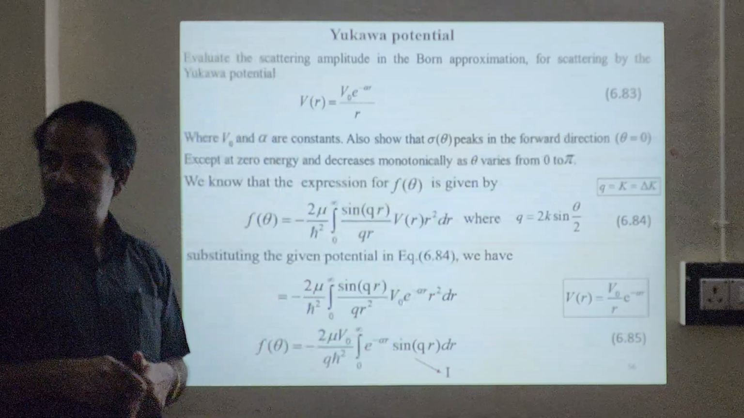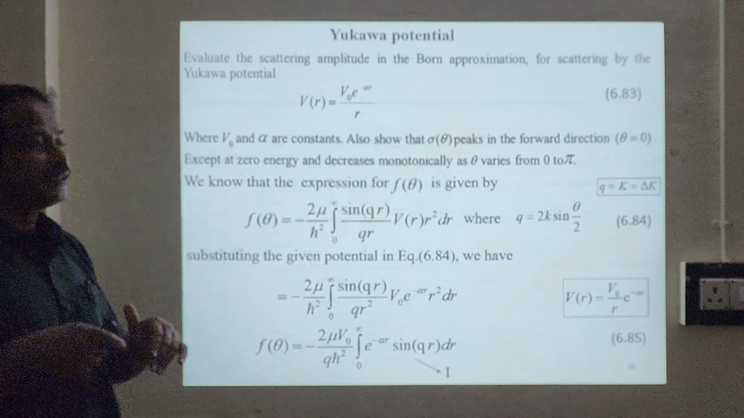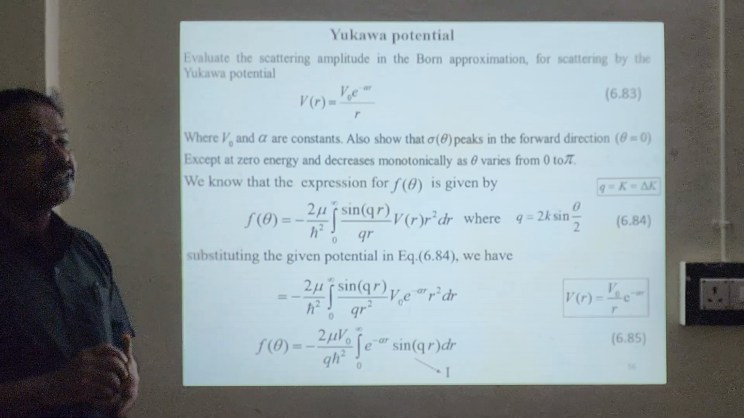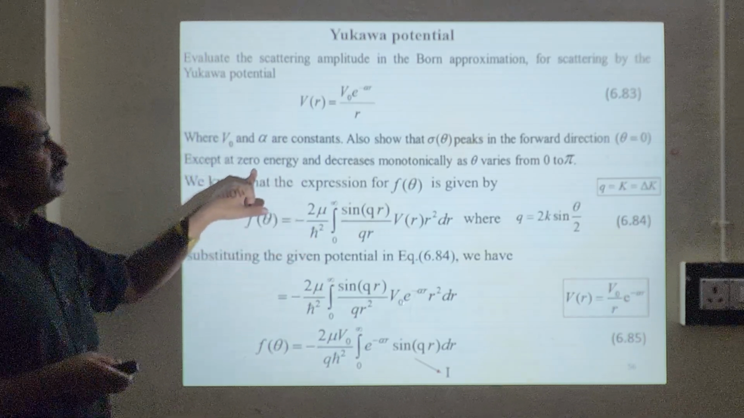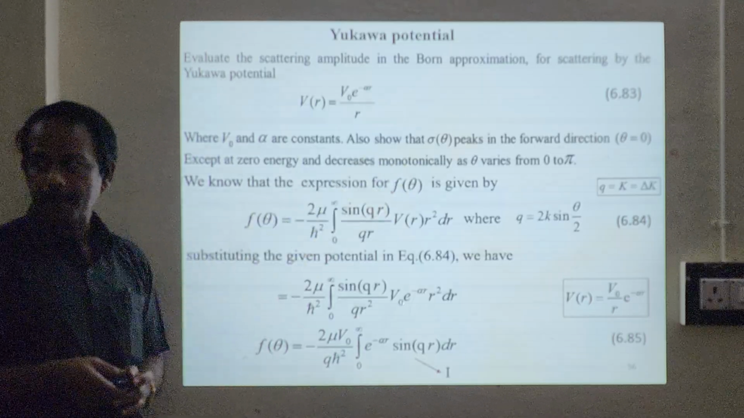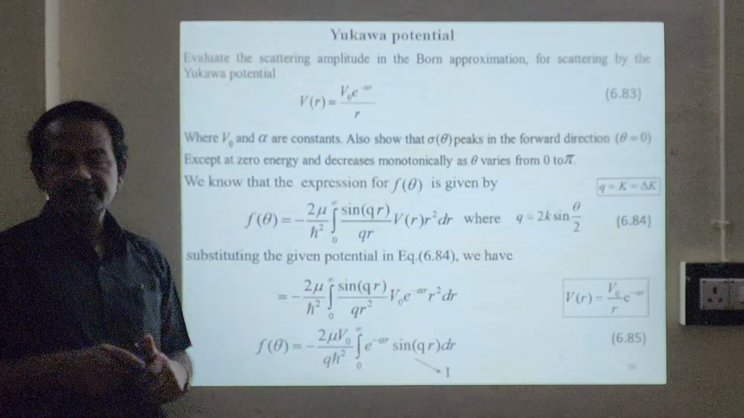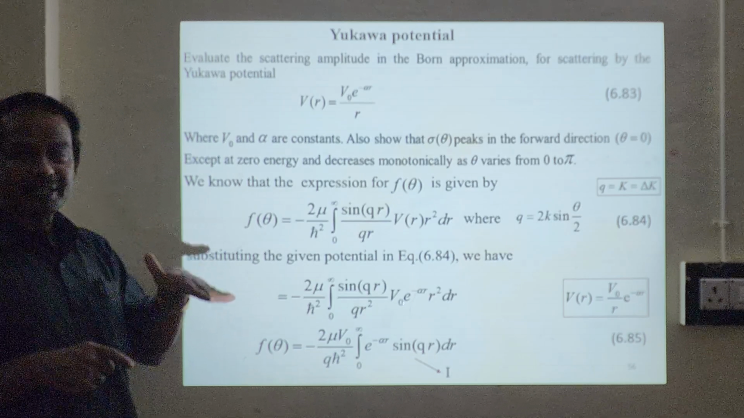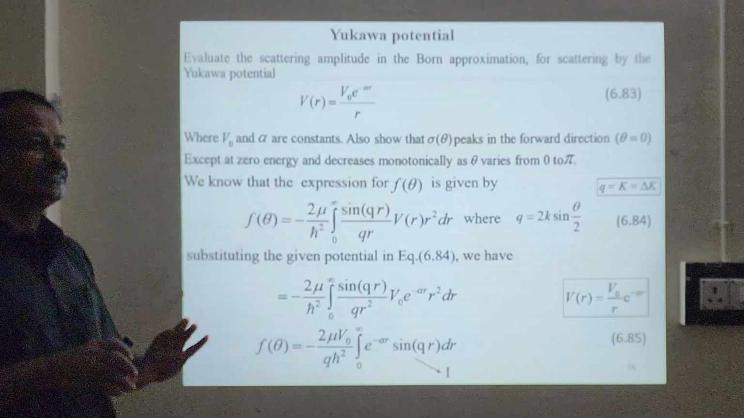So we are going to substitute theta equal to 0, and we are going to look into whether sigma of theta goes in the forward direction or not. Forward direction means without scattering, except at 0 energy, and it decreases monotonically as theta varies from 0 to pi. So we are going to substitute both theta equal to 0 and theta equal to pi. For theta equal to 0, it will have a maximum value, and for theta equal to pi, it will have a minimum value, it will decrease. So we are going to check whether it is correct or not.